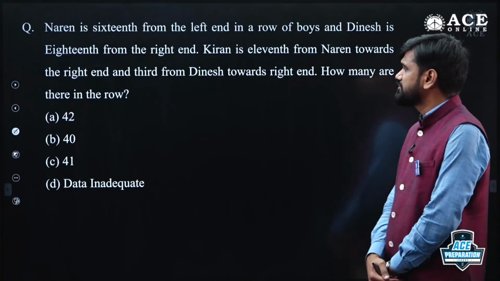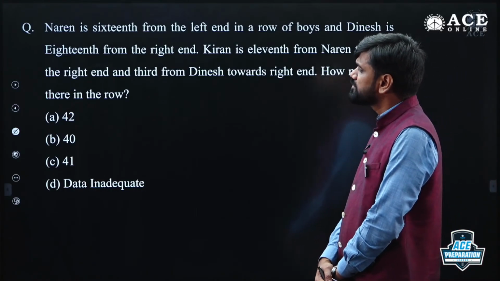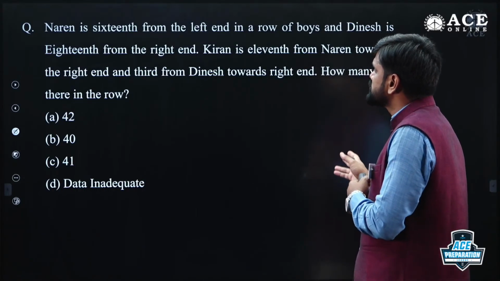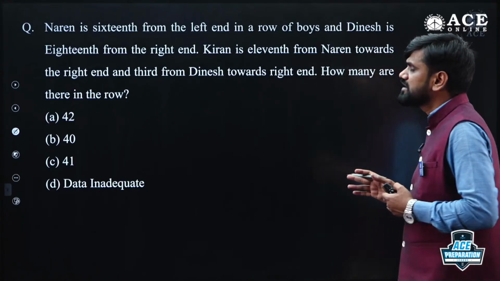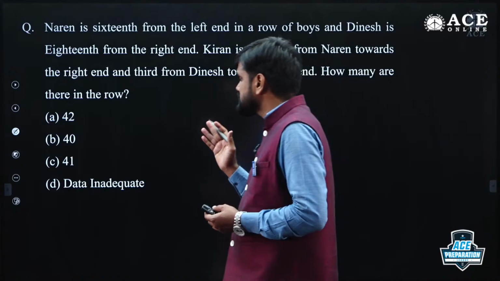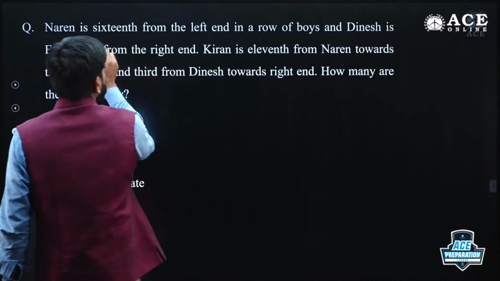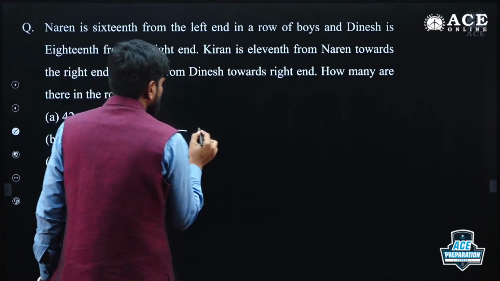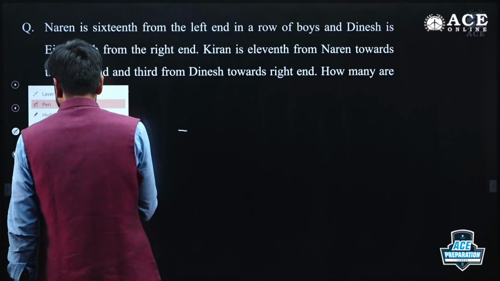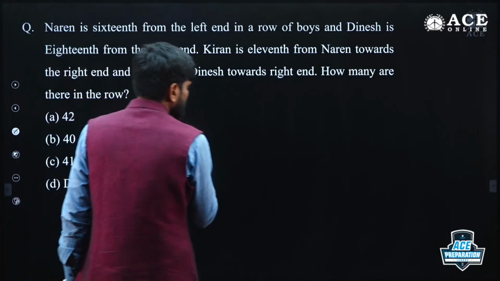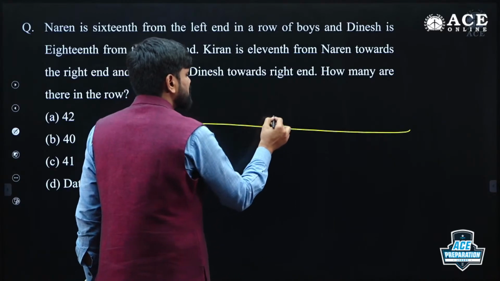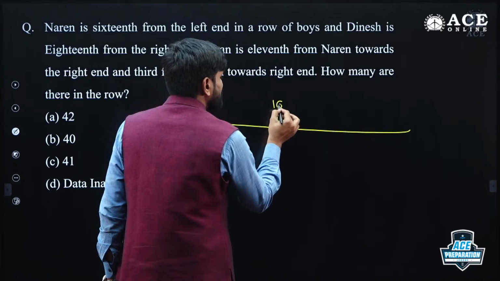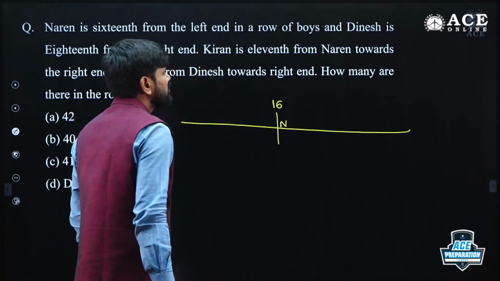Naren is 16th from the left end in a row of boys and Dinesh is 18th from the right end. Kiran is 11th from Naren towards the right end and 3rd from Dinesh towards the right end. How many are there in the row? So let us see point by point. Naren is 16th from the left end in a row of boys. I am putting Naren, 16th in a row of boys.